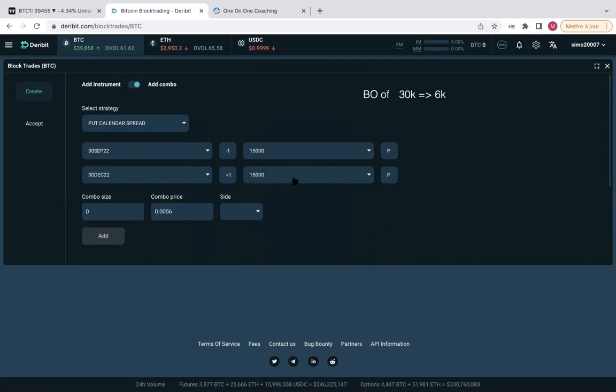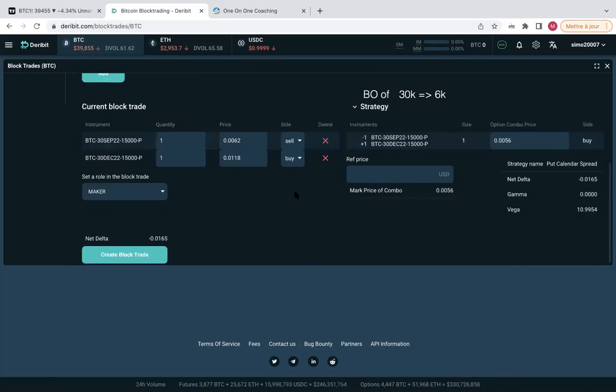My target is 6,000, but if it goes to 15,000, I will be so happy. So the combo price, the size, I will go for one. Side, it's a buy, because here we can buy the calendar and we can sell it. The sell is completely the opposite. So here it's 0.0056. Here I can just click add. Then here I have the strategy.